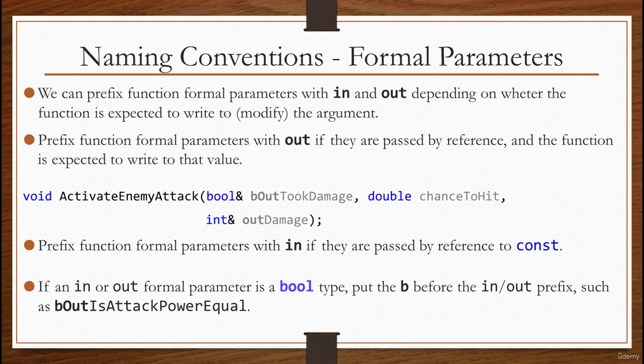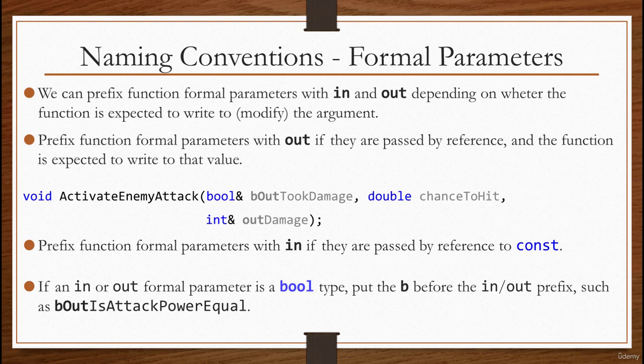Then for an example that is not special, the second parameter here is chance to hit. That is a double. So again, I'm not using any special prefix for that. And the final one is a reference to an int, so that is out damage. We can get the damage out of that function. Of course, you can also return the damage. So instead of returning void, you can return int and so forth. But if you recall, we typically don't do that with these kinds of functions. We typically return void and then we return or modify through the reference parameters.